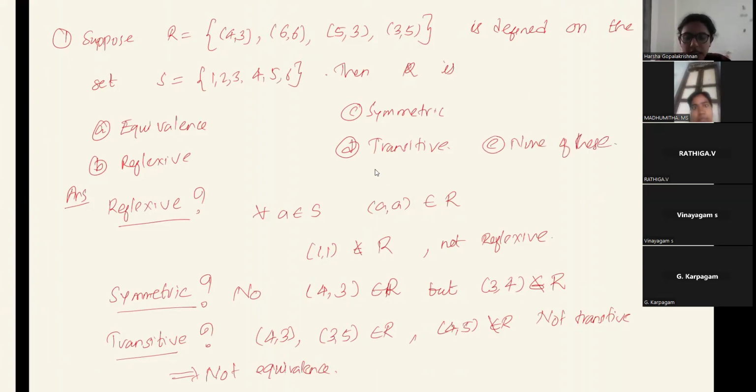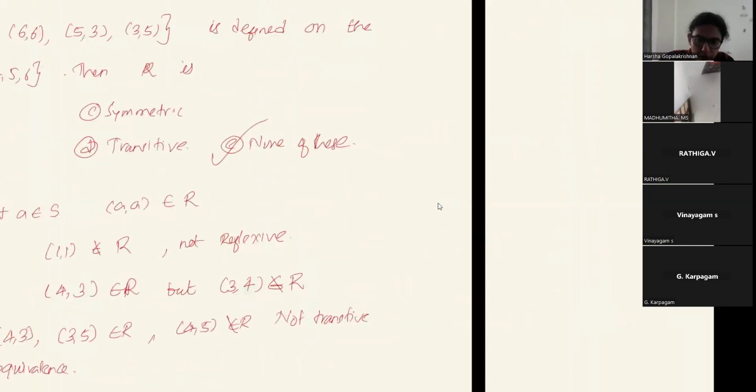Is the question clear? Answer clear for everyone? Any doubt in this? This is the very basic thing to check whether a relation on a set is an equivalence, that is reflexive, symmetric or transitive. This is just applying the definition. Any doubt here? At any point, if you have doubt, please ask. If you don't have any doubt, let's move to the next problem.